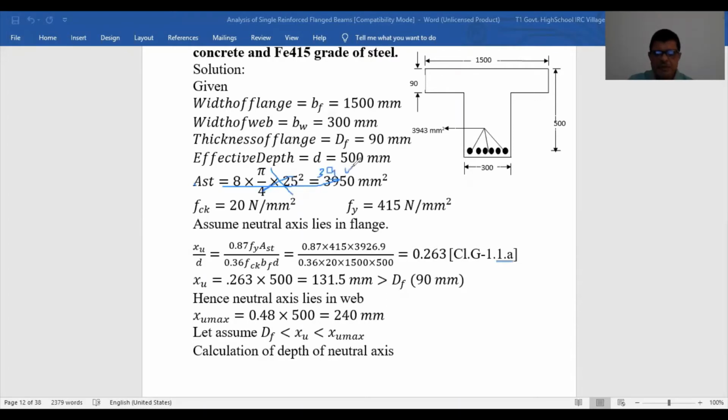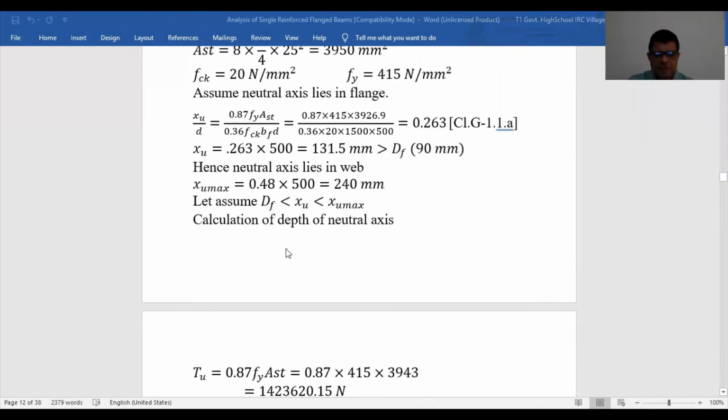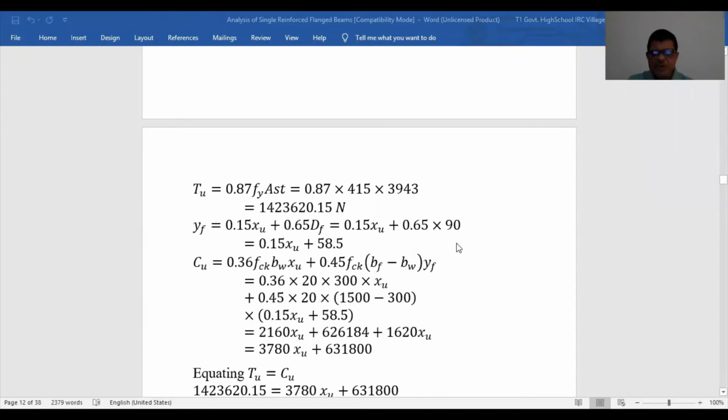Okay, put the value 3943 here, and also here you can put 3943. There's some calculation mistake. So you just calculate, it will come more than this value, so it will lie in the web. Now let us go to this problem, where your tension is equal to compression.